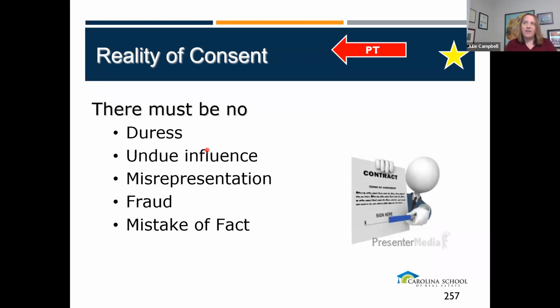Misrepresentation and fraud. I can't have misrepresentation or fraud. Both of them are a lie. Misrepresentation is a lie. Fraud is a lie. The difference, what the judge is going to look for, is intent. For contract law, a misrepresentation is a lie when you thought it was true. Fraud is a lie when you knew it was a lie.